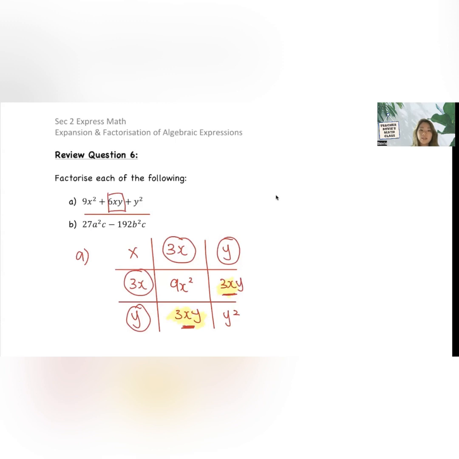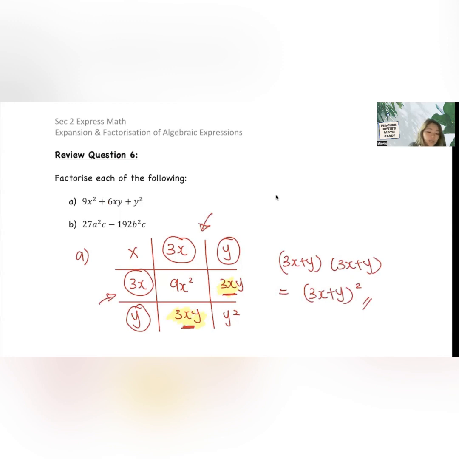Yes, it does. Now that I'm done with my multiplication frame, I will just put it in terms of their brackets. 3x plus y for the first one, and the second one is again 3x plus y. So how can I combine and simplify this further? I can just write (3x plus y) squared. If I want to use my special identity to factorize this, I can too.